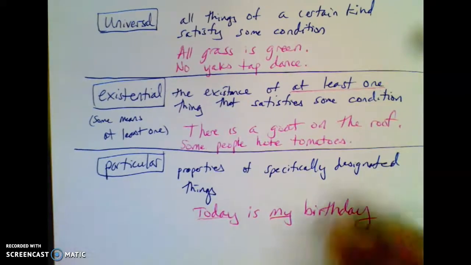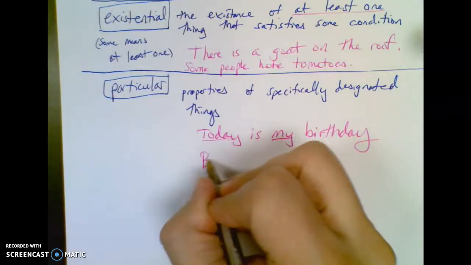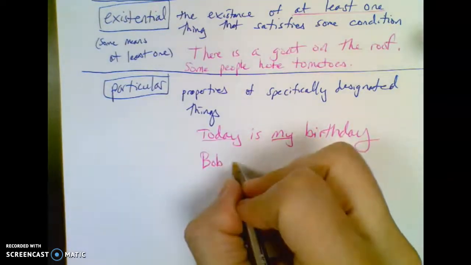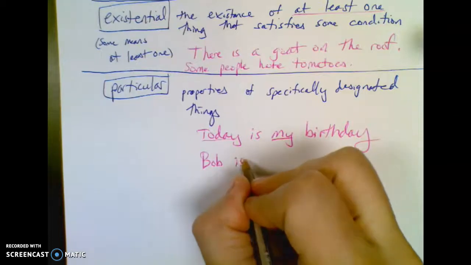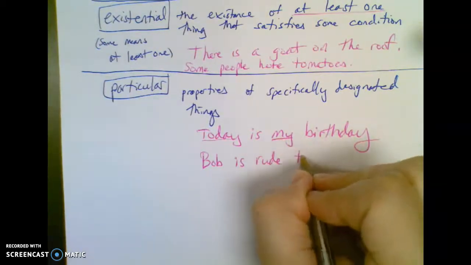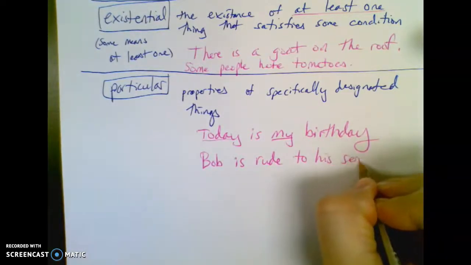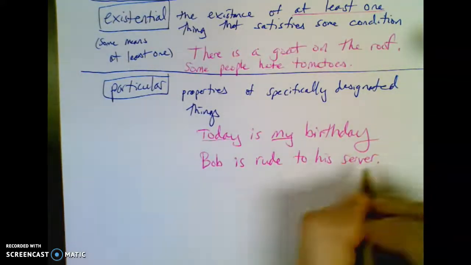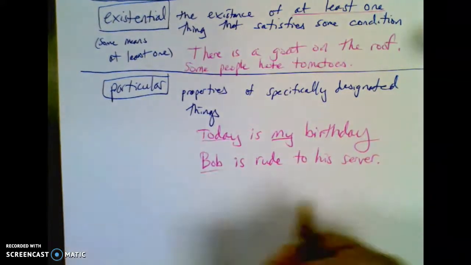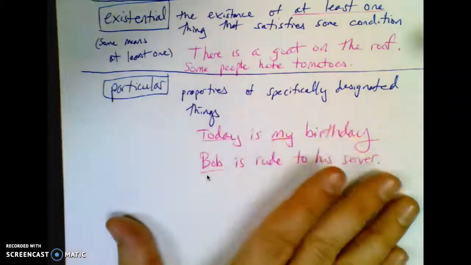Or you could say, Bob is rude to his server. Okay, so that's pretty particular because you're talking about Bob and his specific or particular attitude toward his server. Bob is a real Karen. So these are the three types of statements.